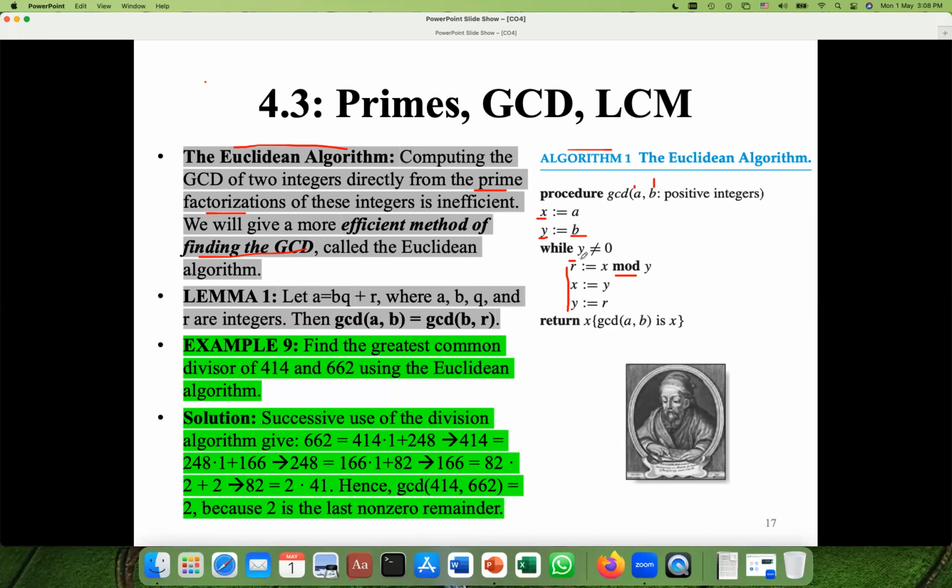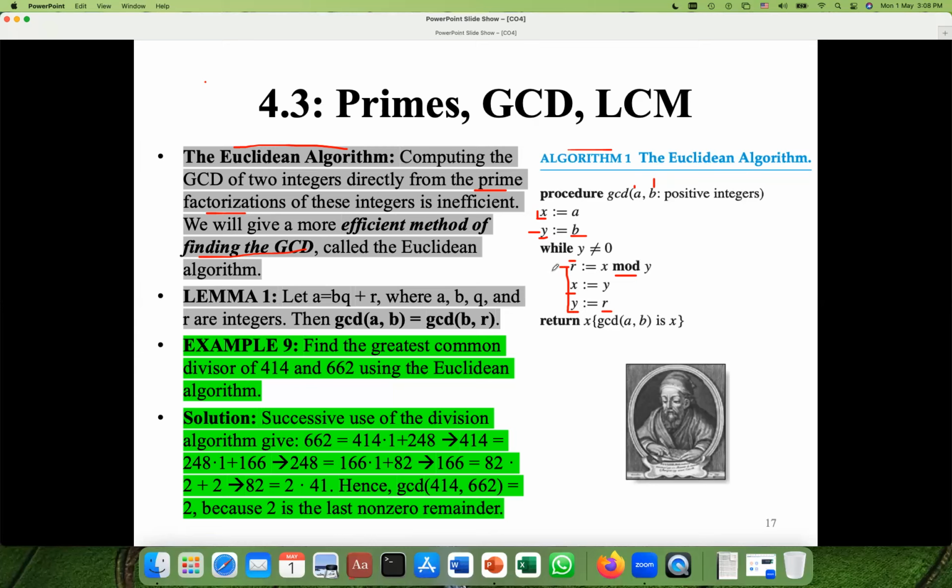Now, after keeping this remainder value here, we are going to update the second number y into the variable x, which is the first variable. So we are updating the second number in the first variable. And then we are updating this remainder in the y variable, which is for the second number, b.